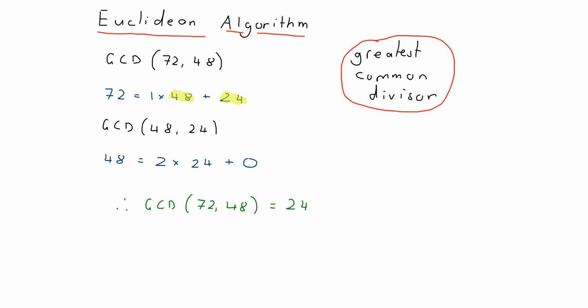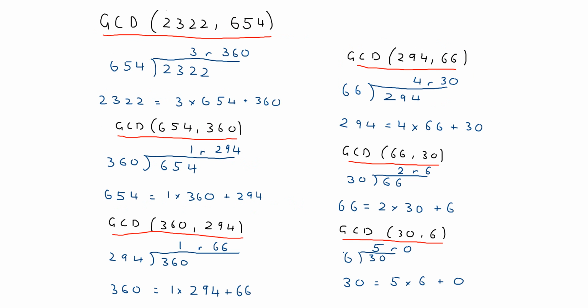It's a little bit hard to see with this example because we've got such a big highest common factor, but let's look at a new example now. So now we're going to find the GCD, highest common factor, greatest common divisor, of 2,322 and 654. The first thing we do is divide 654 into 2322, and you can do this yourself, but it's 3 remainder 360. So I've got my division transformation: 2322 equals 3 by 654 plus 360.